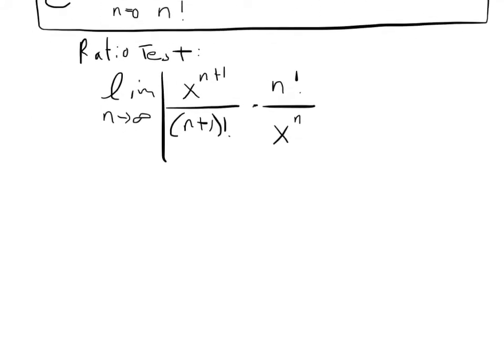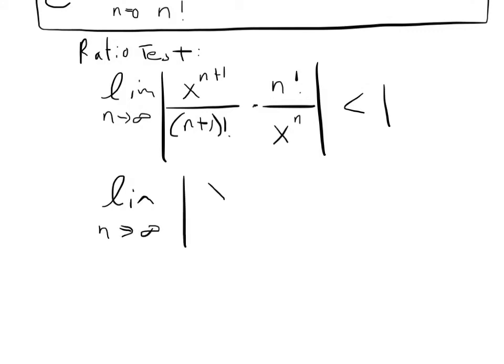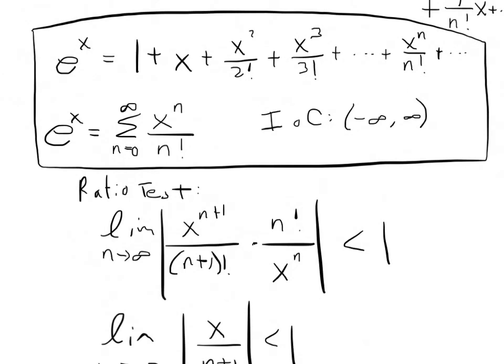And the reality is I need this to be less than 1. So I have the limit as n approaches infinity of x over n plus 1. I need that to be less than 1. As n approaches infinity, it doesn't matter what x is. X is finite, it's a constant, which means this thing's going to turn into 0. So is 0 less than 1? It absolutely is. And it's less than 1 regardless of what x is. That means this thing converges for everything. In other words, it has an infinite interval of convergence.